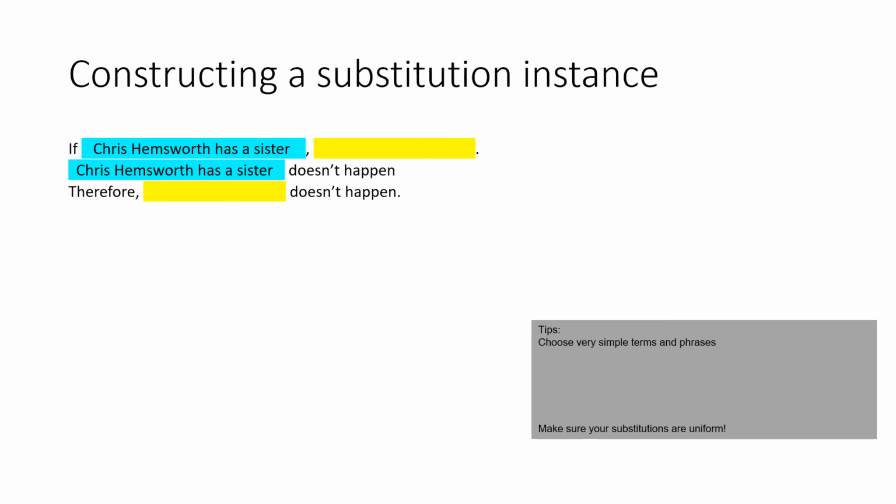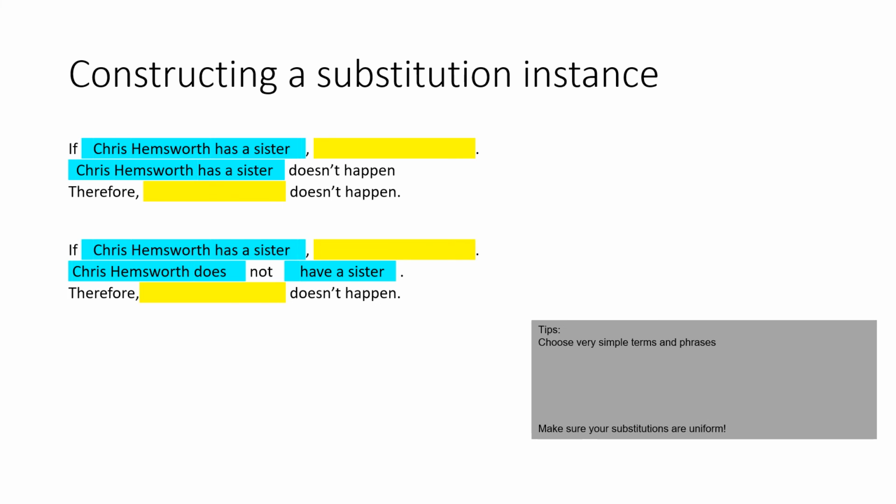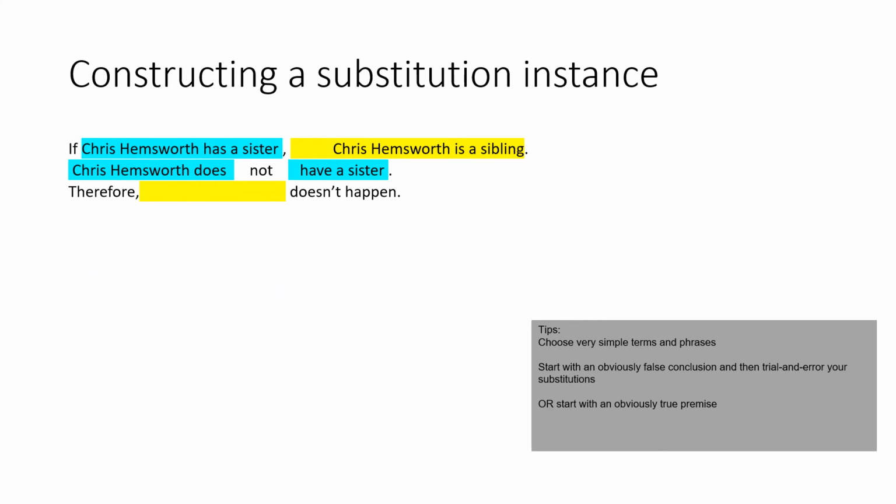And this time for the blue phrase, I've chosen Chris Hemsworth has a sister. And notice again with that second premise, the more natural way of expressing that sentence in ordinary language is to say Chris Hemsworth does not have a sister. And of course, that more closely parallels the expressions used in the original argument. And then we continue this process of finding these substitutions.